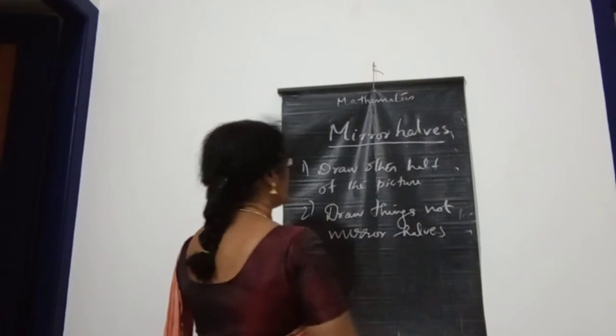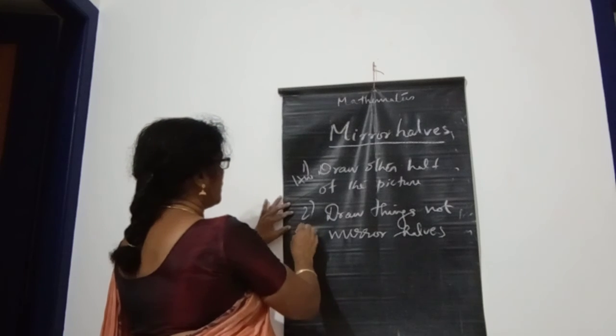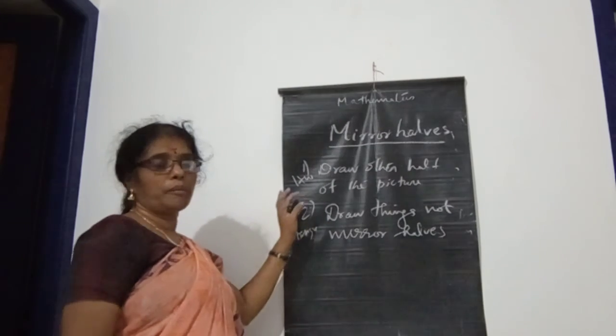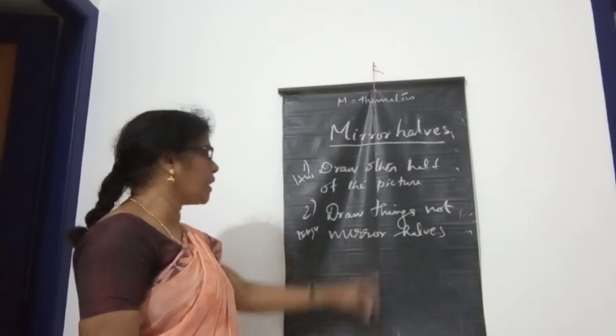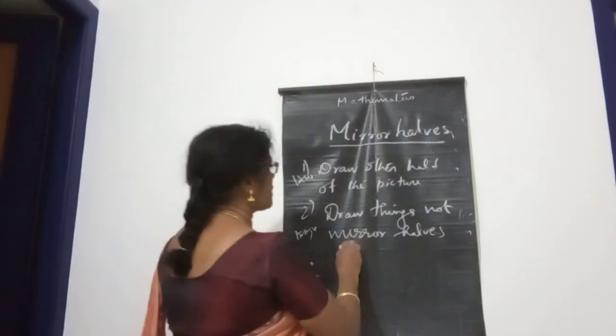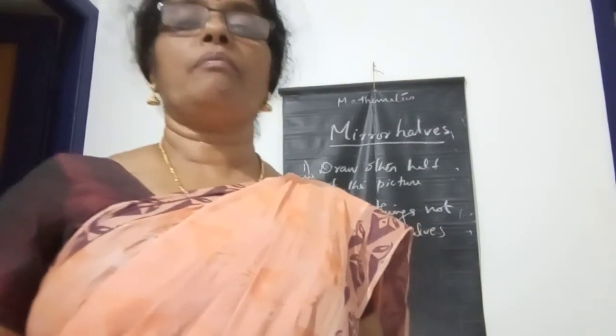You have to do two. One is homework and the next one is assignment time. That you have to do from your home. Okay. Draw other half of the pictures and second one, draw things not mirror house. Okay. You can draw three things. Okay, three. Okay. Bye, children.